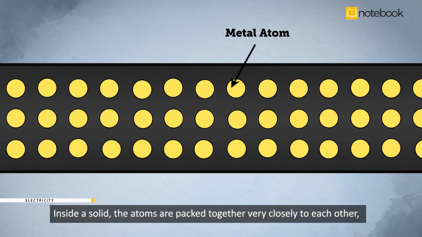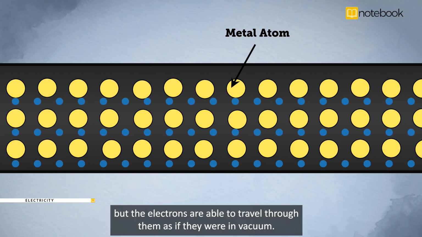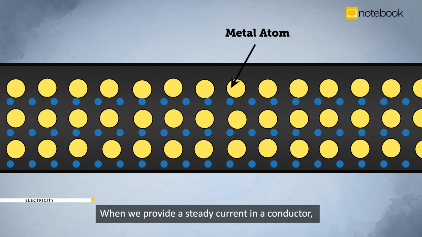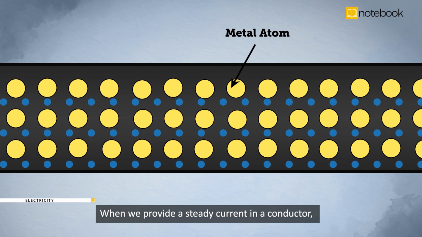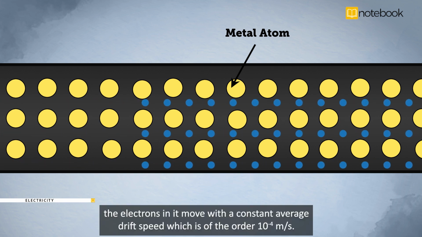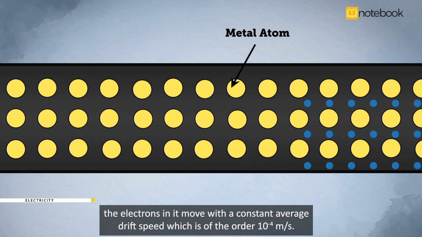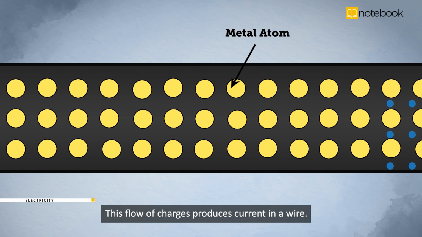Inside a solid, the atoms are packed together very closely to each other, but the electrons are able to travel through them as if they were in vacuum. When we provide a steady current in a conductor, the electrons in it move with a constant average drift, which is of the order 10 to the power minus 4 meters per second. This flow of charges produces current in a wire.